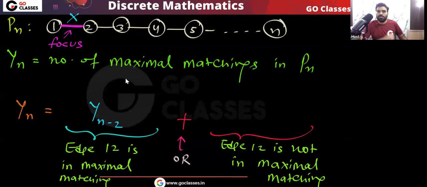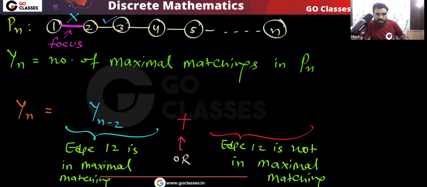Just tell me a simple question. If I do not take this edge 1, 2 in the maximal matching, is it necessary that this edge 2, 3 I must take in the maximal matching? Is it necessary? Yes, that is necessary.